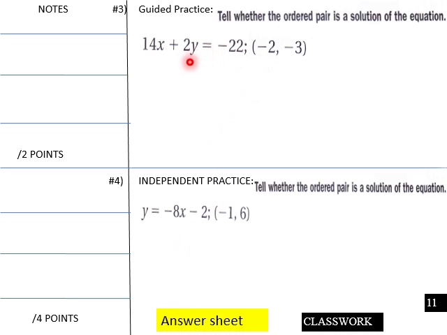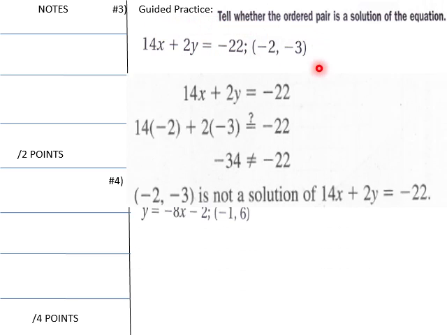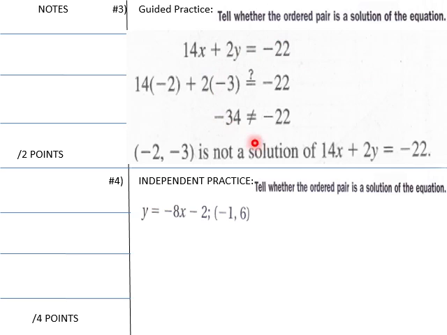Okay, let's check. Guided practice here. Tell whether the ordered pair is a solution. We plug in. And -2, -3 is not a solution for this expression here. Down here, students, this is yours. Check that.